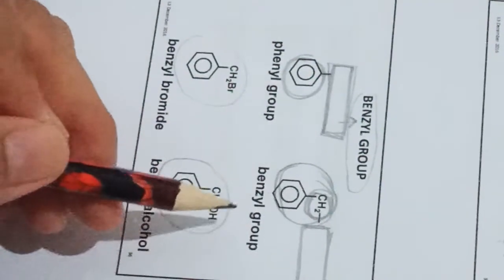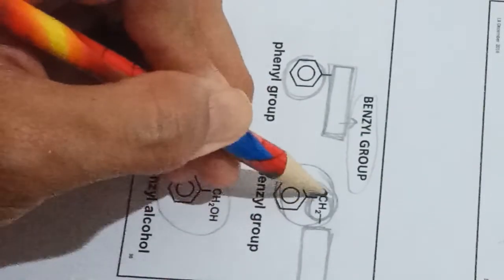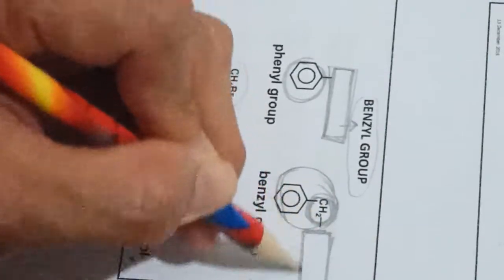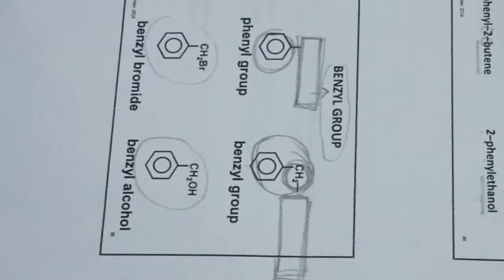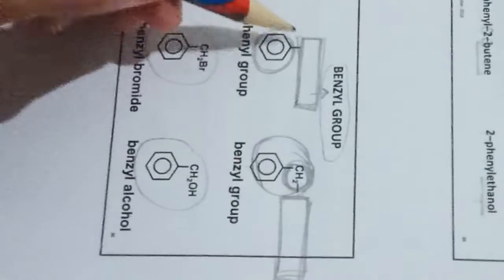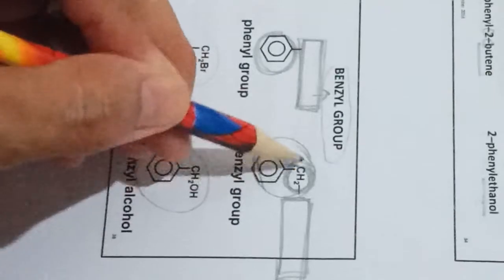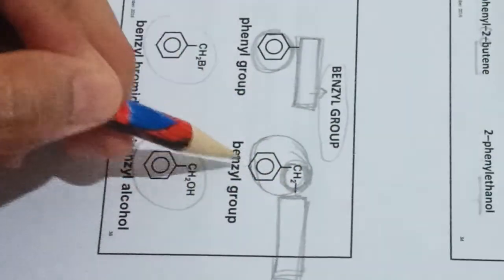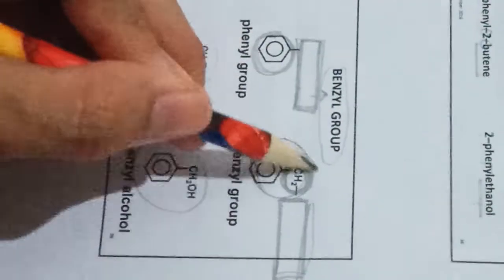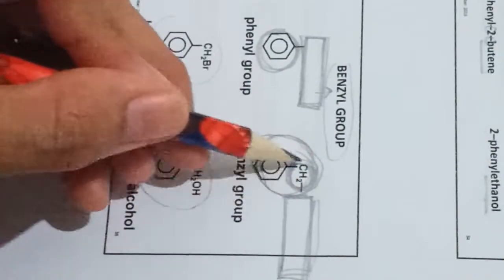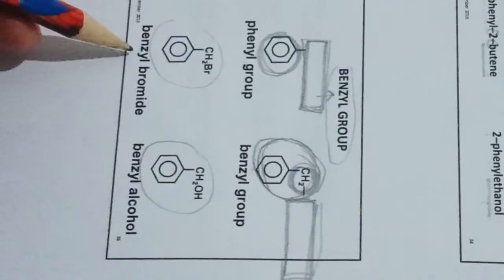However, the benzyl group is a little bit different because benzyl group is when the benzene is attached to another CH2 before it is attached to the parent. So this is benzyl. Phenyl, the benzene is attached directly to the parent. Benzyl, we have an extra CH2 attached to the benzene before it is attached to the parent. Okay, so this is an example for the benzyl group.